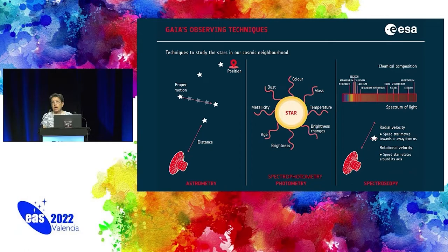And finally, we have the spectroscopy. The spectroscopy, of course, has a higher resolution than the spectrophotometry, and a brighter limiting magnitude because of the higher resolution. This information allows us to determine the third component of the velocity, that means the radial velocities, and also the strength of the lines in the spectra that allows us to determine not only temperatures and gravities, but also the chemical composition.